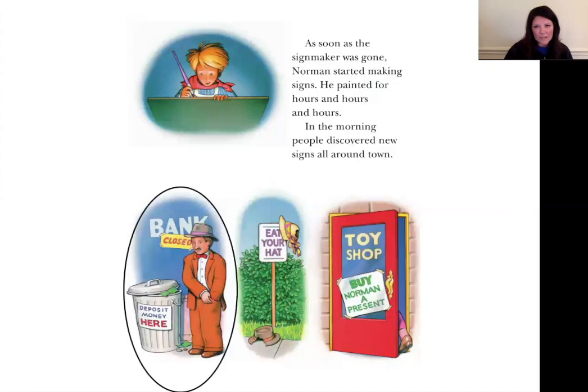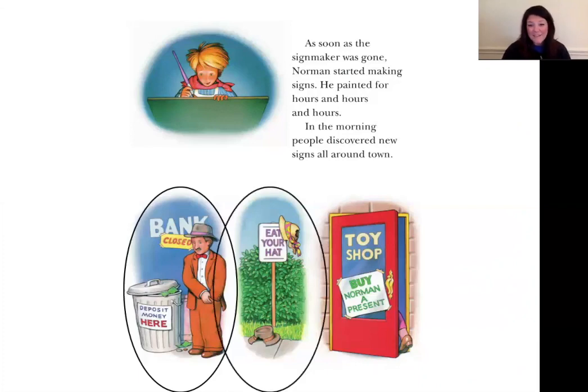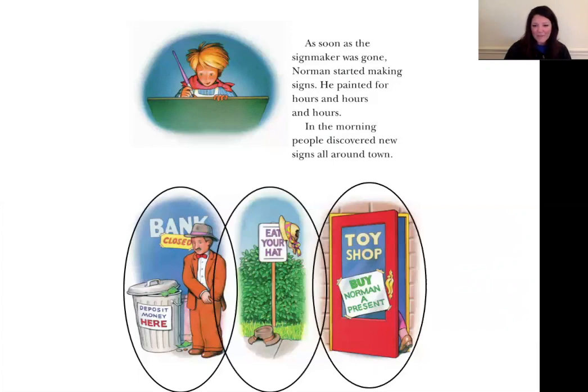And then look at the sign on the trash can that he made. Deposit money here. Don't forget, people did just what the sign maker's signs said. And that's what Norman noticed. Our second sign that he created says, eat your hat. And I see some hats with some bite marks in them. Oh my goodness. And he made a sign for the toy shop. What does it say? Yeah, buy Norman a present. Oh my goodness.